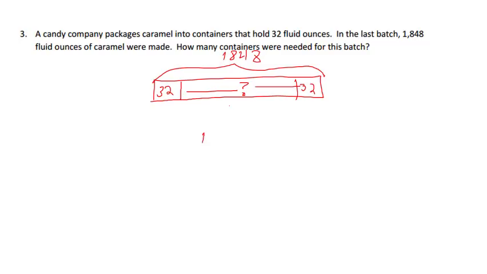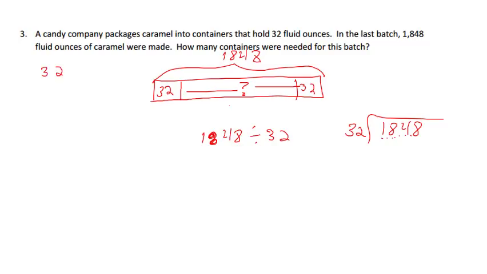So in this case, we're going to take 1,848 and we're going to divide it by 32 to find out how many packages. So now we have 1,848 divided by 32. And we can see we're not going to be able to go into the first 2 digits, so it's going to have to be the first 3, which is 184.